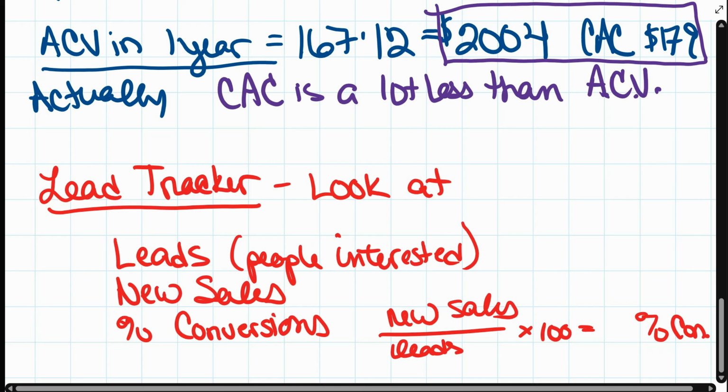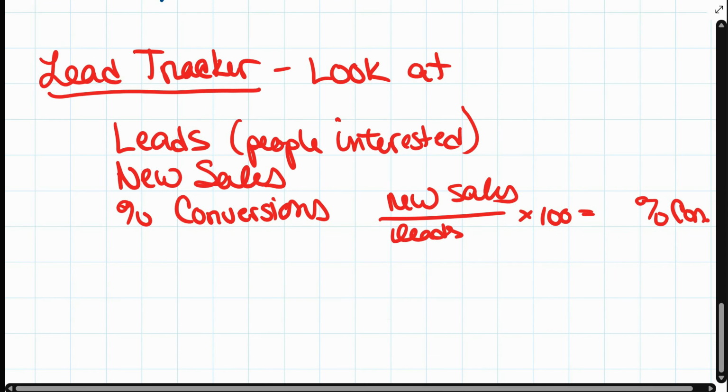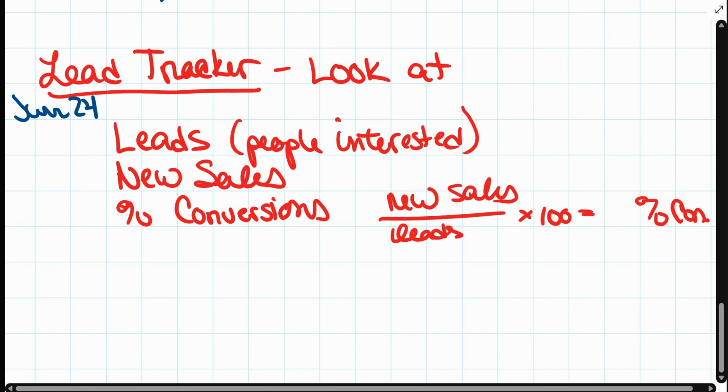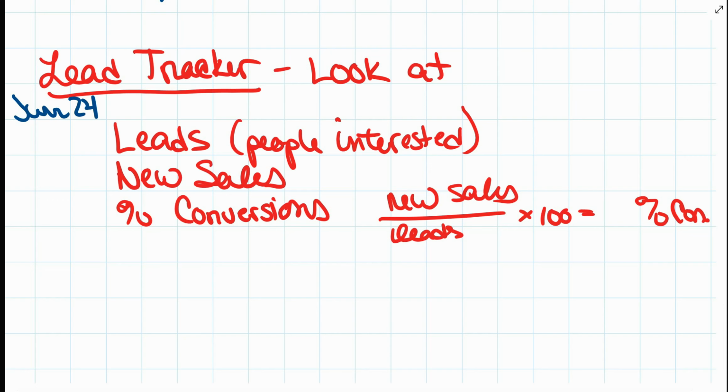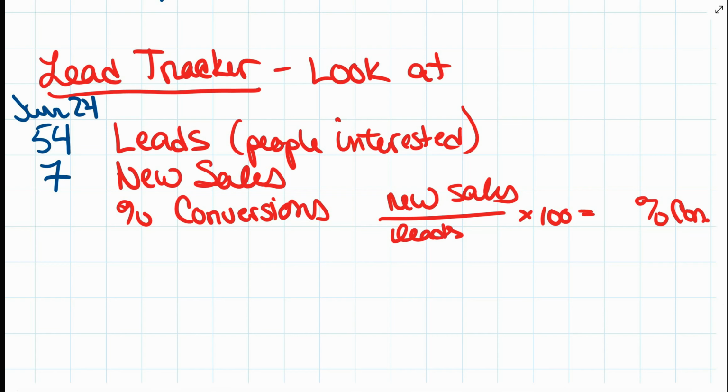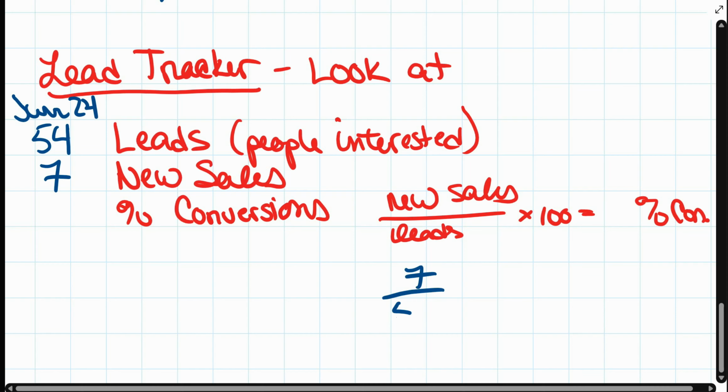So let's run an example real fast. Let's say in June of 2024, we'll take a look at that same martial arts school. They pulled the same data for me and sent it over so I could make this video. And it turns out that in June 24, they had 54 leads. And of those 54 leads, they ended up with 7 of them converting into new clients. So I take 7 divided by 54 leads, and I multiply that by 100. And this gives me a 13% sales conversion.